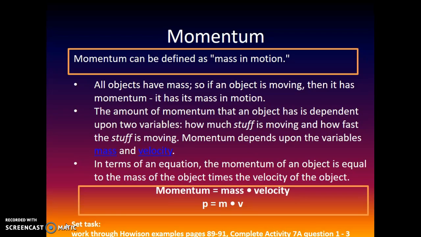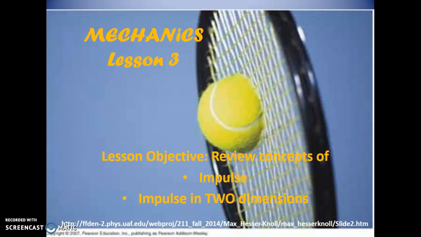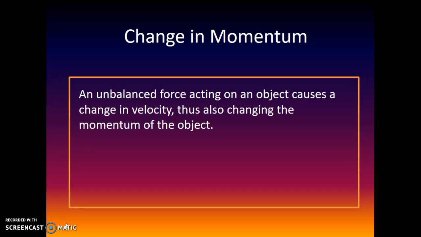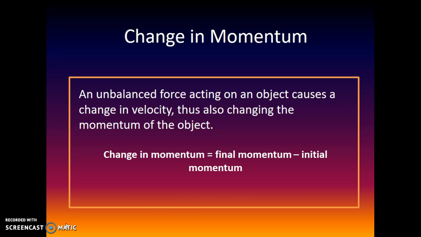You've worked through activity 7a, questions 1 to 3, hopefully, and now we can continue on. So, change in momentum is where we're going to start off. An unbalanced force acting on an object causes a change in velocity, thus also changing the momentum of an object. So it's the final momentum minus the initial momentum that gives us the change in momentum. In symbolic form, delta P equals P subscript F minus P subscript I. You also might remember that it equals F delta T.